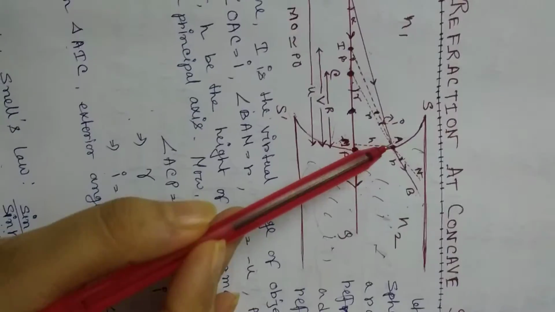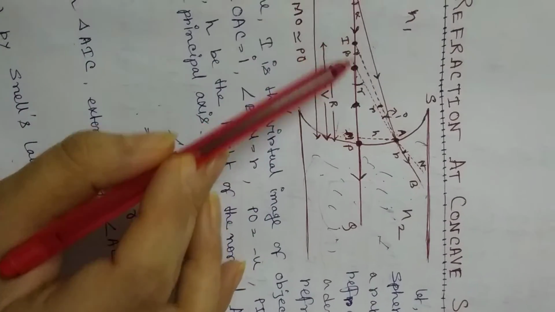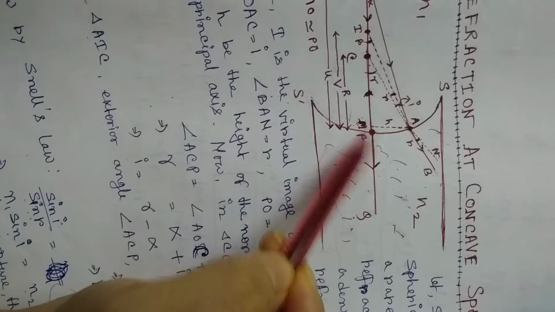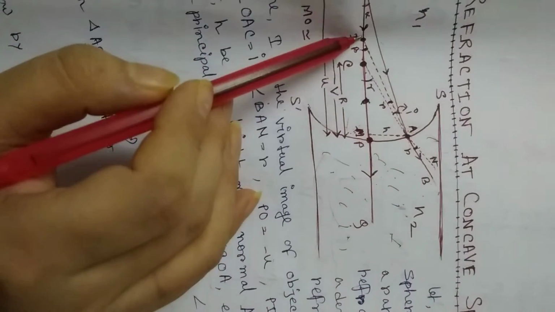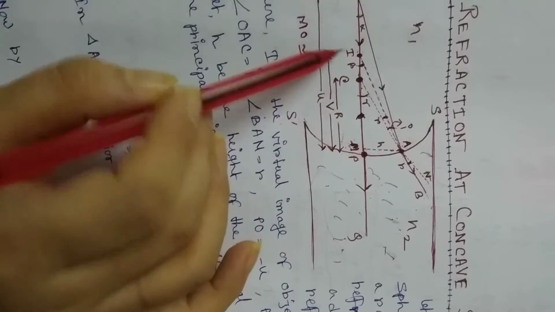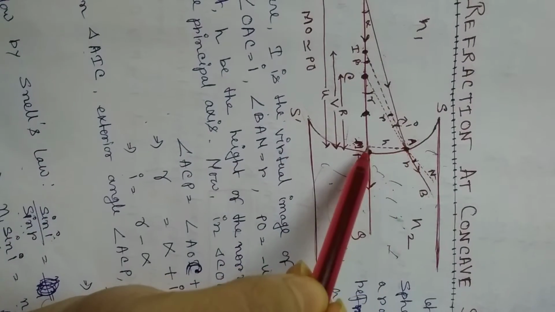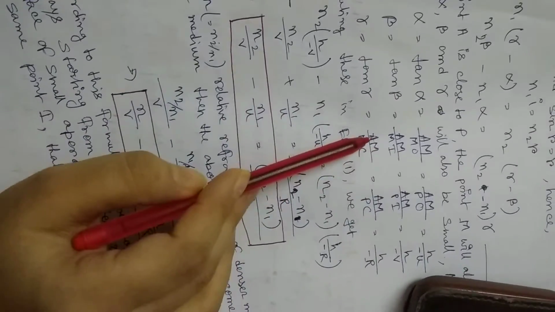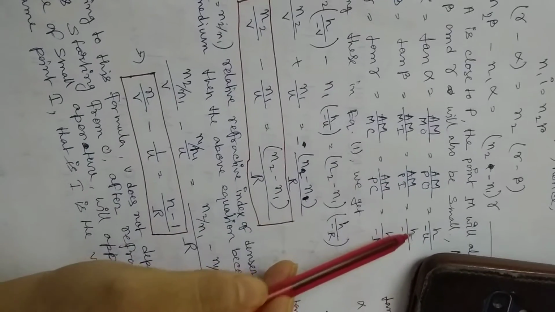Now what about beta? We can take tan beta, and from this triangle AIM we can write tan beta equals AM by MI, right? And we can write MI equals PI. So tan beta equals AM by PI. What is PI? PI is the image distance. So tan beta equals AM by MI, AM by PI, h by minus v, because PI is the image distance.